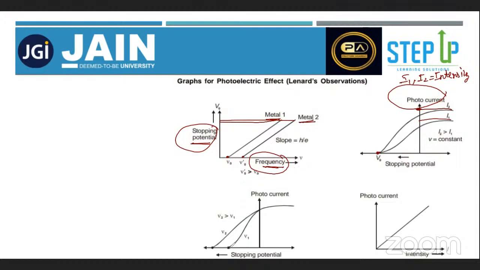Again, if I'm trying to change the stopping potential, there's no effect on this; the photocurrent will still stay constant. Intensity and photocurrent are directly proportional. However much you increase the intensity, that much the photocurrent will increase. Okay, so this is what this graph signifies.